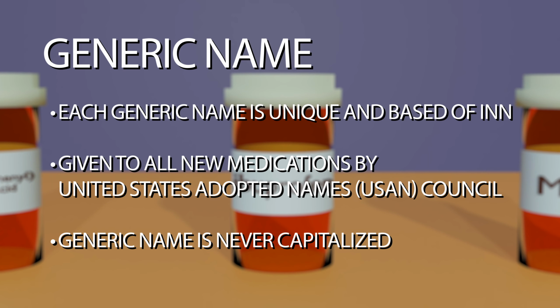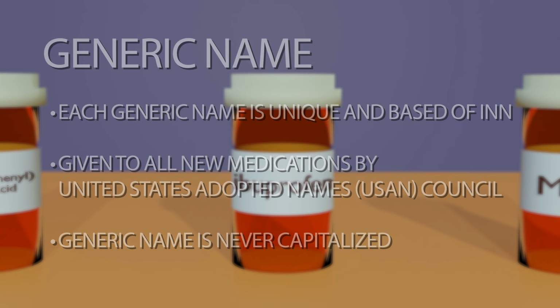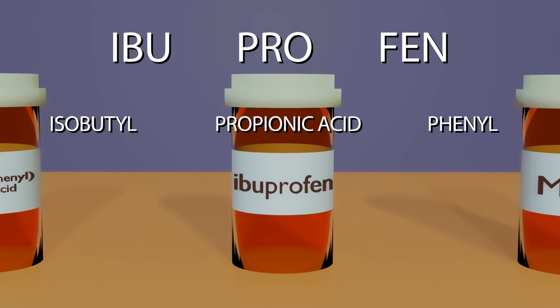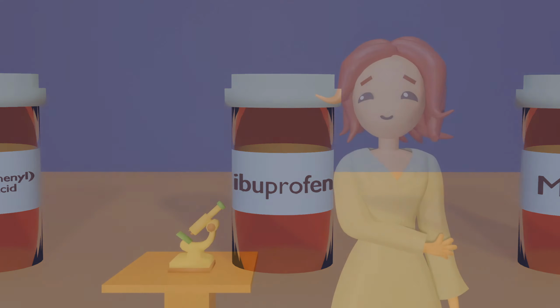Many generic names are shortened versions derived from the drug's chemical name, structure, or formula. For example, the name ibuprofen comes from its 3 functional groups: isobutyl, ibu, propionic acid, pro, and phenyl, phen. Generic names are never capitalized.